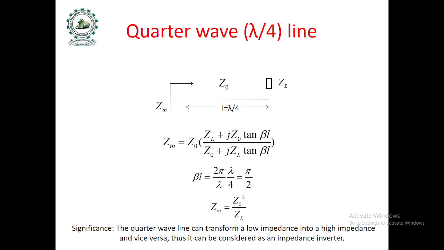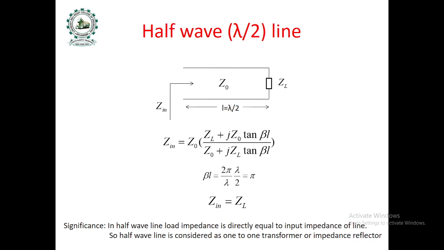That means you can use this quarter wave transmission line as an impedance inverter. Half wave line: for a half wave line, the input impedance is directly equal to the load impedance. Whatever impedance is across the load, that impedance is directly reflected to the input side. It means you can use the half wave line as an impedance reflector.